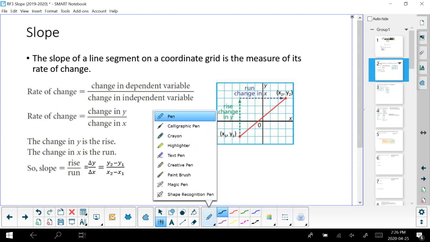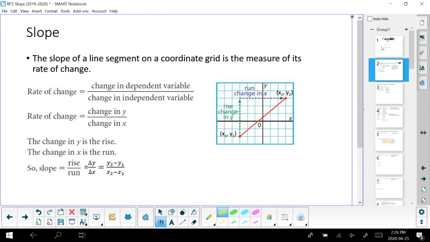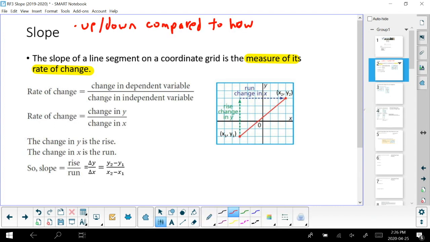So here we have a definition that says that the slope of a line segment on a coordinate grid is the measure of its rate of change. That doesn't mean a whole bunch to you guys right now. So really, as a working definition, what we can simplify this down to is the description of some sort of line that really just measures how many units that we're going up or down, compared to how many units to the right that it moves.